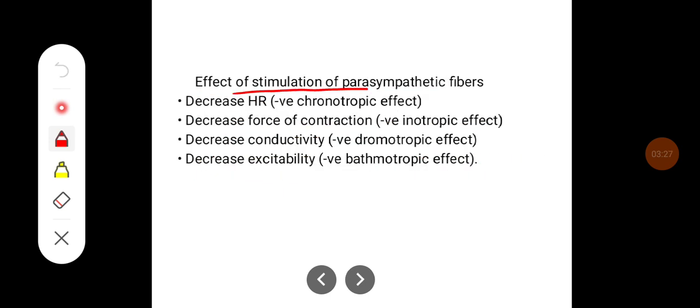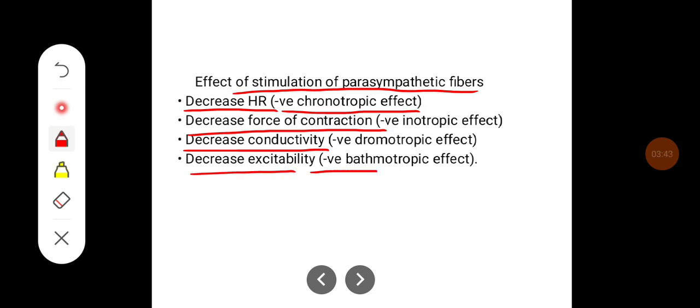The effect of stimulation of parasympathetic fibers is that it decreases the heart rate, that is negative chronotropic effect. It decreases the force of contraction, that is negative inotropic effect. It decreases the conductivity, that is negative dromotropic effect. It decreases excitability, that is negative bathmotropic effect.